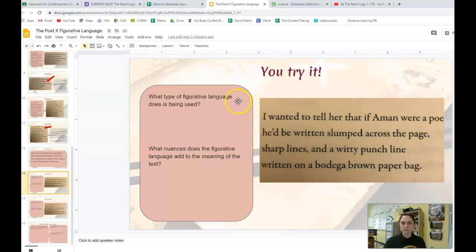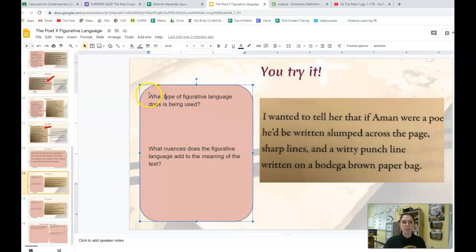Here's the first one. You're going to answer these two questions. One, what type of figurative language is being used? Man, you guys, I'll be honest, it was like Friday night and I couldn't sleep. So when I typed this, it was like 1 in the morning or something. So I am sorry. I'm fixing it now. So what type of figurative language is being used? And then tell me what nuances does the figurative language add to the meaning of the text. So that's where you're going to give me a little paragraph.